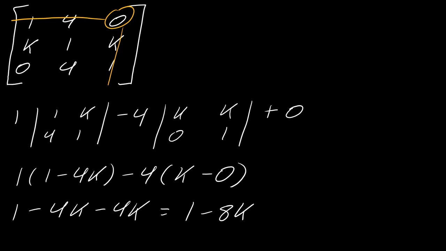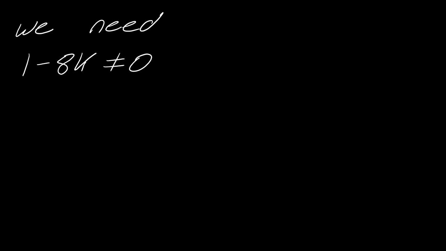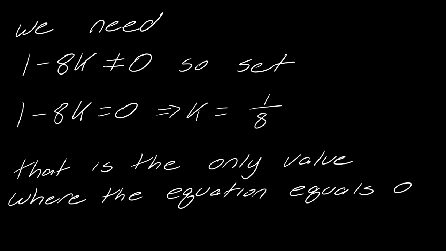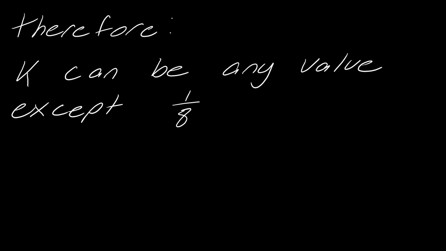So remember, what are we trying to do? We need to ensure that 1 minus 8k can't equal 0. So what we're going to do is set this equal to 0 and solve it. So 1 minus 8k equals 0 when k equals 1/8, right? And so what we notice here is that this value of k is the only value that will make this particular equation equal 0. So now we've got all the information that we need. Therefore, k can be any value except for 1/8. And that would be the idea behind all of that.